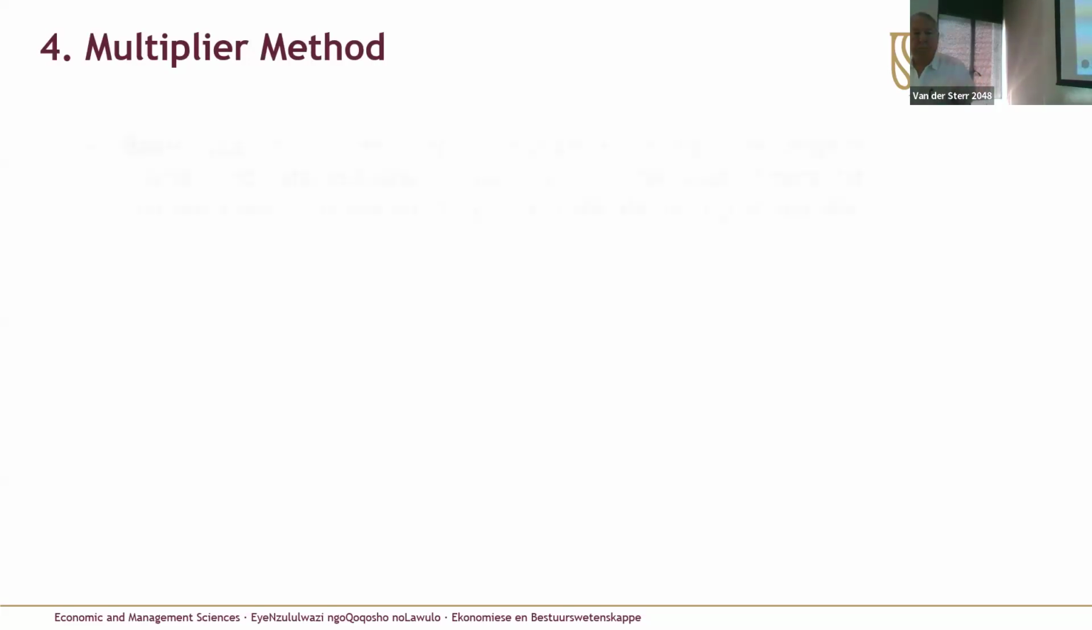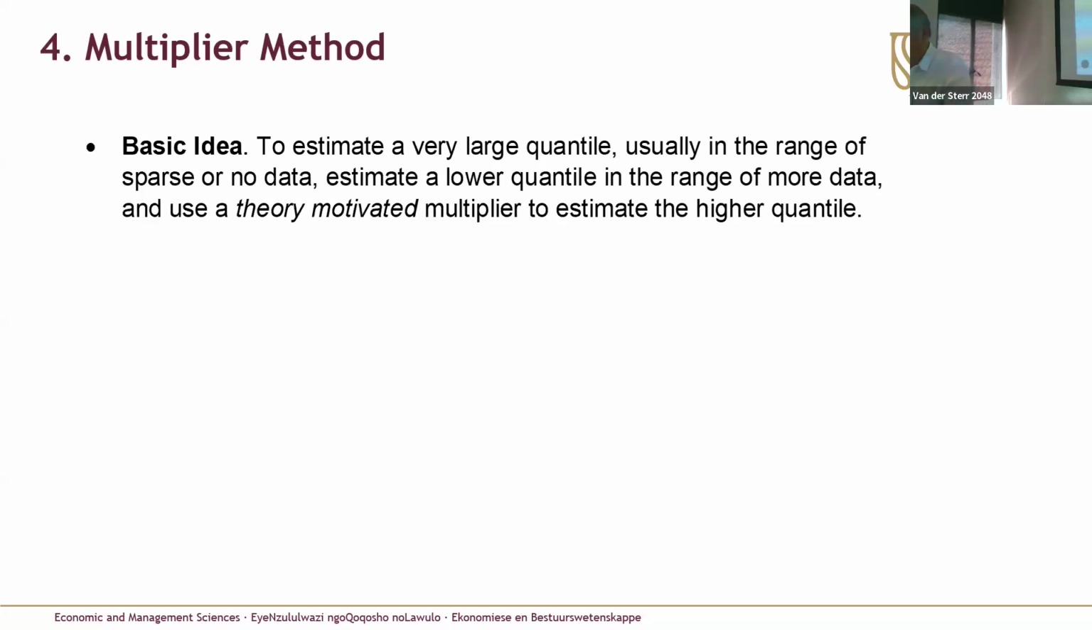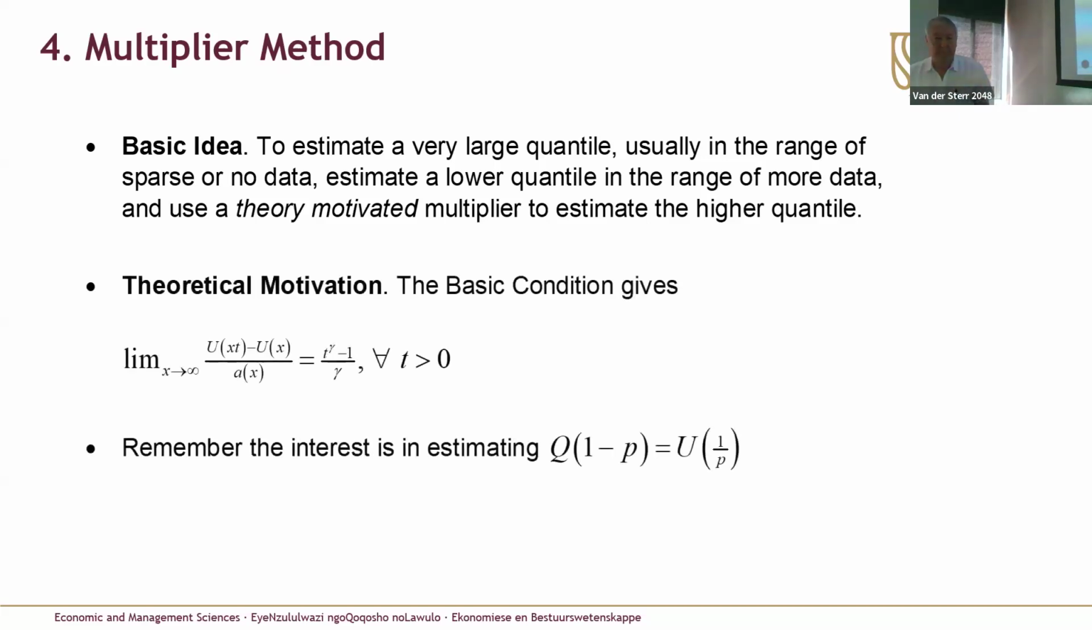Okay, now to get to the multiplier method, as I've said before, the idea is if we want to estimate a very large quantile, we try and go back to a quantile deeper into the data where we have enough data to estimate that quantile, and then we need a multiplier to get us from here to here. But we don't want to take any multiplier, we want to have that multiplier based on solid theory. And that's what extreme value theory gives us. So we go back to the basic condition, and we're interested in that. Just to repeat that.